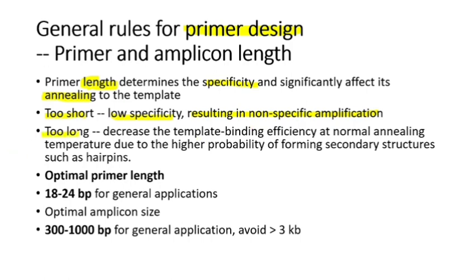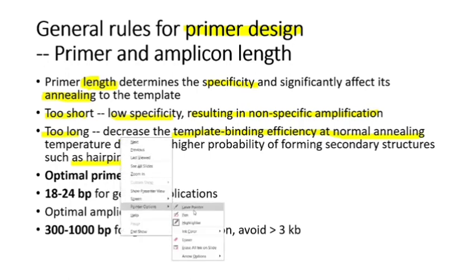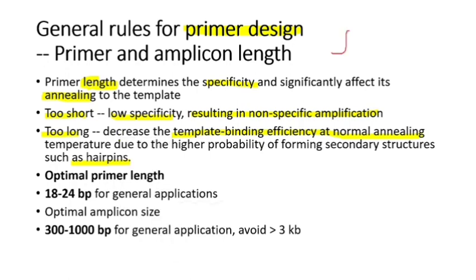Too long means decrease in template binding efficiency at normal annealing temperature due to high probability of forming secondary structure. If it is too long, they can form hairpin-like structures themselves, so that they will not bind properly to the template. If it is too short, they will not bind specifically to the template. So this is the major thing you should think. The primer should not be too short or too long. This you need to keep in mind.